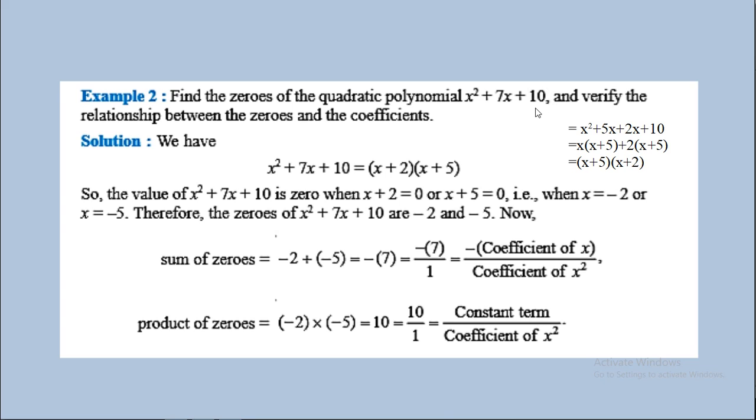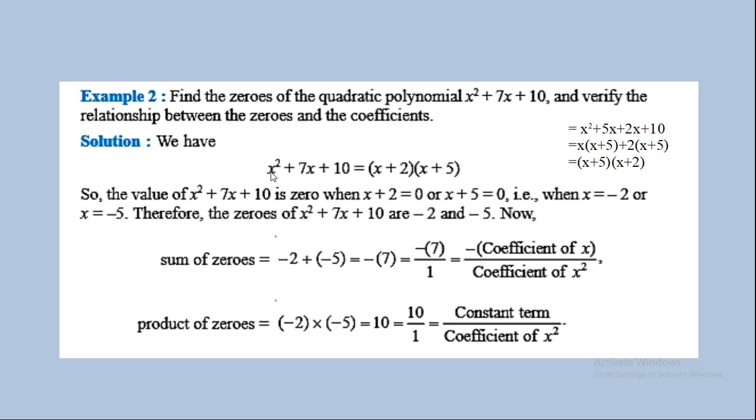Here the constant term is 10, the coefficient of x is 7, and the coefficient of x squared is 1. To find the zeros of this polynomial, first we have to find its factors. To factorize it, we split the middle term as the sum of two terms, and the product of those two terms must be equal to the product of the first and last terms.